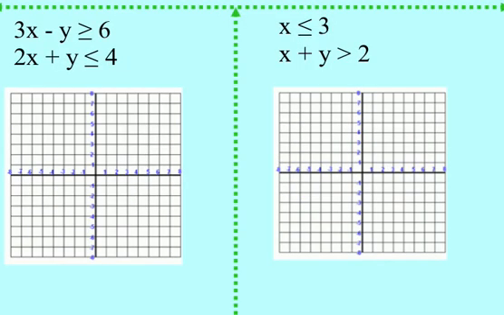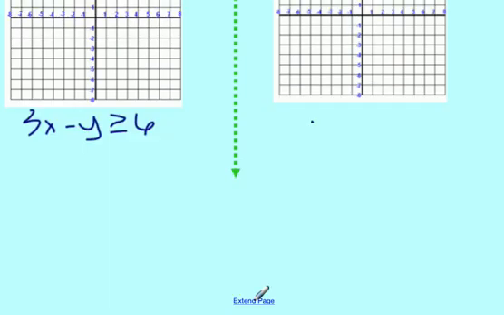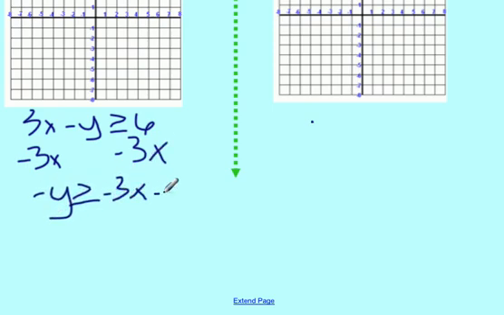Now let's take a look at number 3. In order for us to graph these, we're going to have to solve them for y. So let's go ahead and do that. I'm going to solve this top one for y. I have 3x minus y is greater than or equal to 6. The first thing I'm going to do is subtract 3x from both sides, and then I get -y is greater than or equal to -3x plus 6.